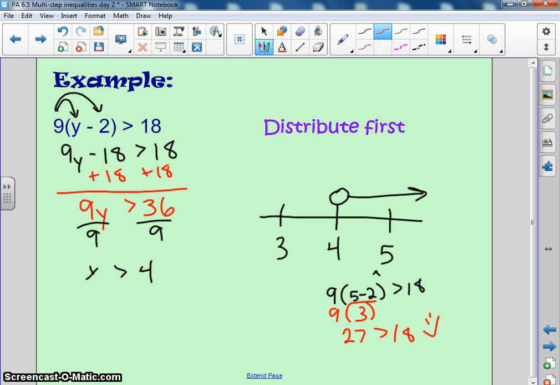All right, if that was not true, I would need to go back in and check to see if I graphed it the correct way. I would need to come back and check to see if I divided by a negative. Did I remember to flip my sign? You would go back and check those things if this answer was not true. All right, questions on this one?